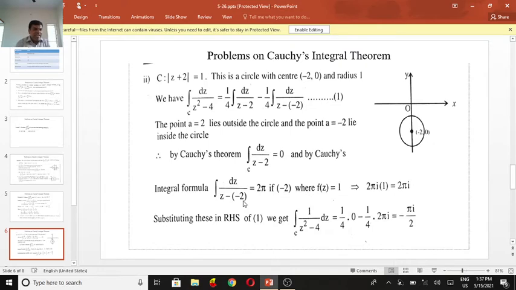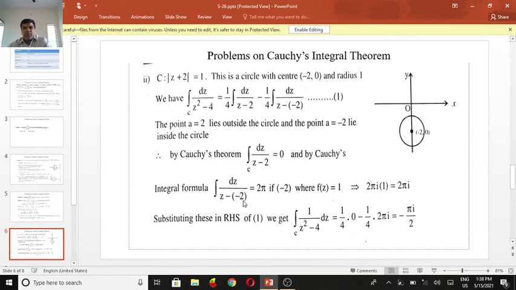So here a is minus 2. So I come to the problem: the integral of dz divided by z minus of minus 2, dz, is 2 pi i f of a. So a is minus 2, so 2 pi i f of minus 2. What is the minus 2 in the given problem? We come to that. So you get 1. So f of a is 1, meaning f of 1. We get 2 pi i times 1.